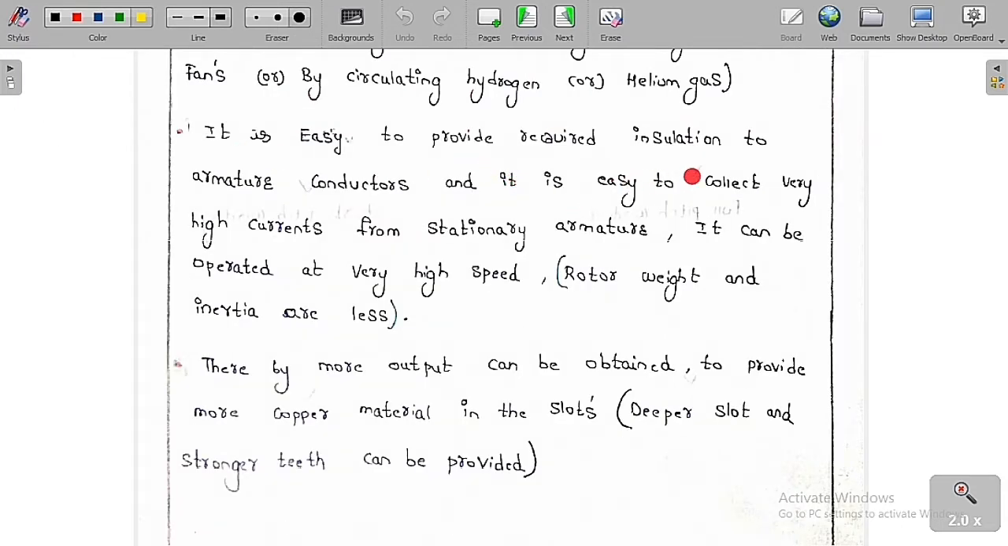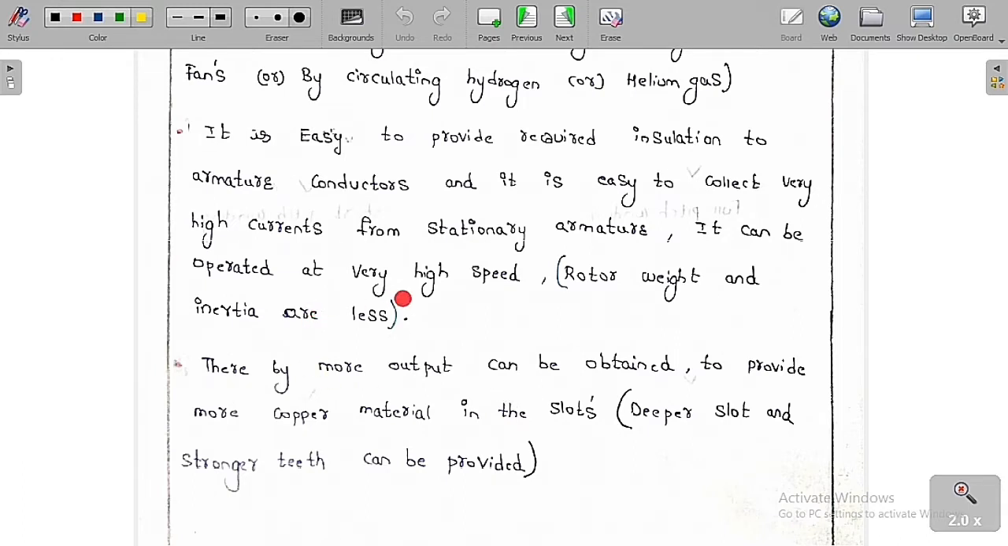It is easy to provide the required insulation to armature conductors and it is easy to collect very high currents from a stationary armature. It can be operated at very high speed, and the rotor weight and inertia are less. I already told you, because the armature winding is on the stator, we can easily provide the required insulation, and we can also collect a huge amount of current. Collecting a huge amount of current from stationary conductors is much easier than from rotating conductors.